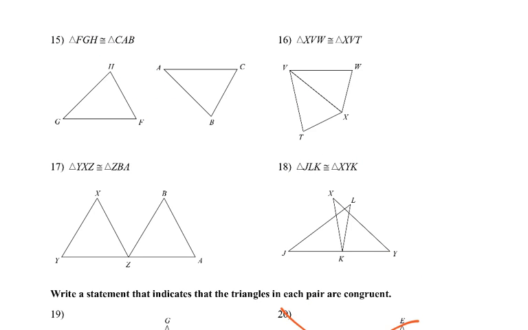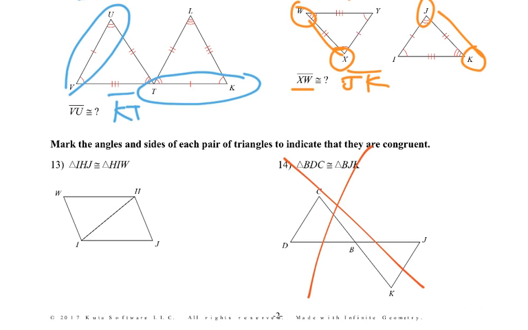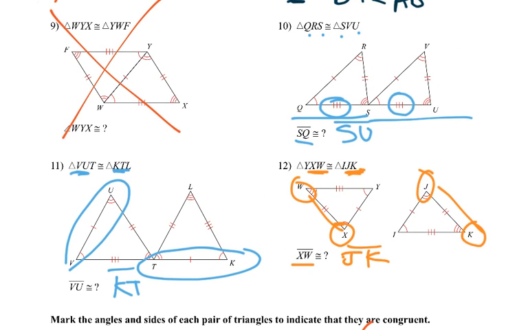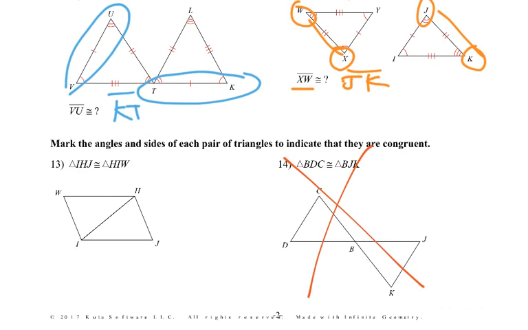Now the next group, with 4 on this page and the 1 on this one, we're given the triangle names and that they're congruent, and we've got to mark it up like it's marked up here, all those markings on the triangles. So once again, we look at the order. IHJ is congruent to HIW. What I like to do is mark up the angles first. So angle I and angle H.